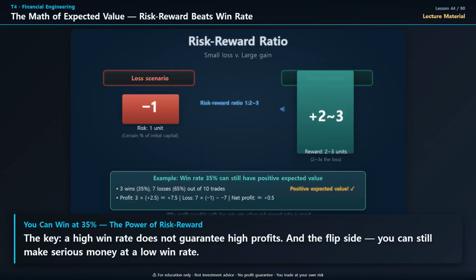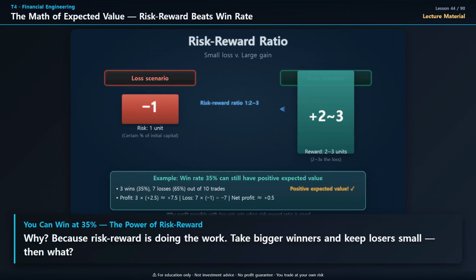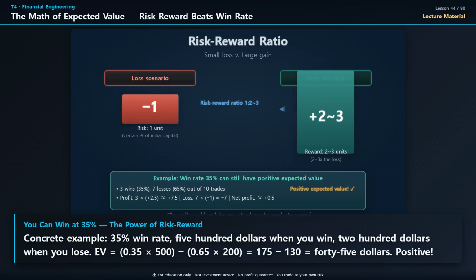The key: a high win rate does not guarantee high profits. And the flip side, you can still make serious money at a low win rate. Why? Because risk-reward is doing the work. Take bigger winners and keep losers small, then what? Concrete example: 35% win rate, $500 when you win, $200 when you lose. EV equals 0.35 times 500 minus 0.65 times 200 equals 175 minus 130 equals $45. Positive.